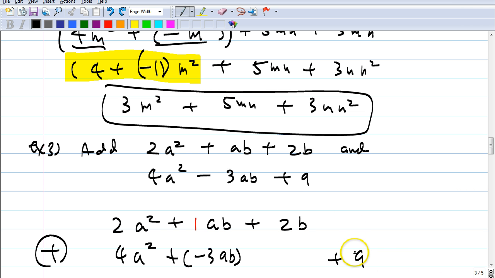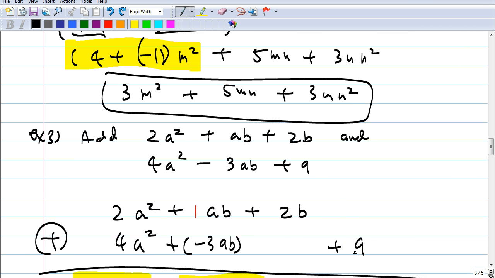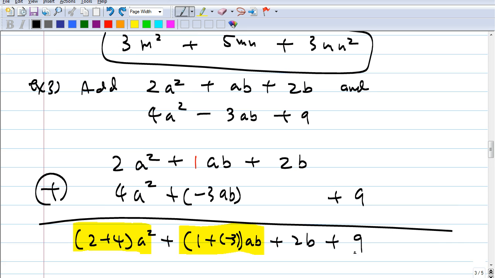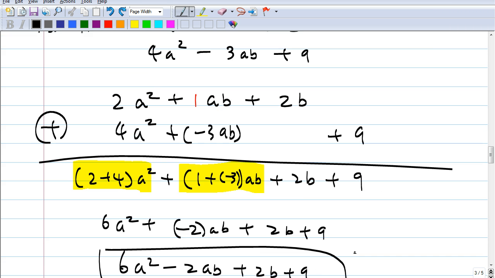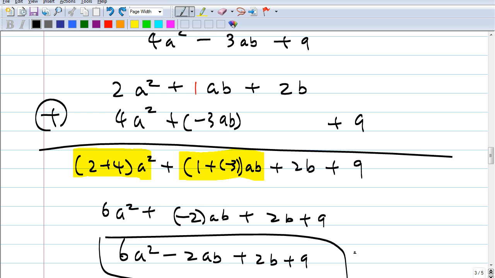There's really 0 if you want to think of it. Okay, so this is what we get. And of course, the answer is 6a squared plus negative 2, since 1 plus negative 3 is negative 2, plus ab plus 2b plus 9. Using the definition of subtraction, you don't normally leave it that way. You just write 6a squared minus 2ab plus 2b plus 9. Okay, does that make sense?